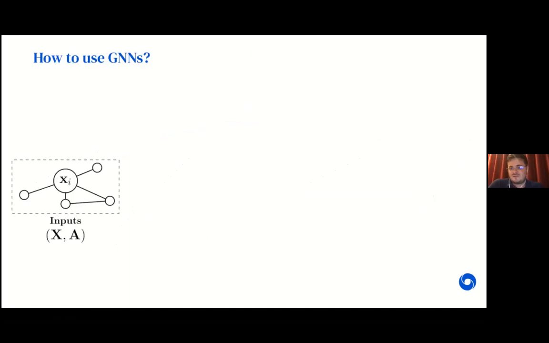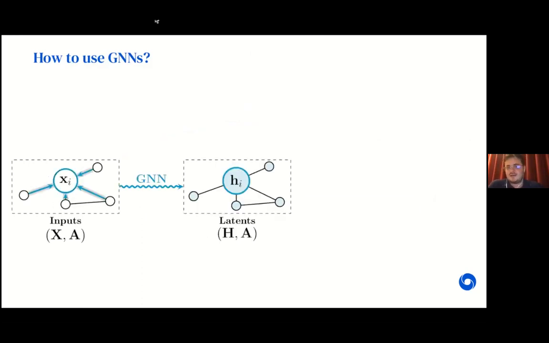Once we have a graph neural network like this, we can apply it to a particular graph which has some input features X and adjacency structure A. Applying the graph neural network layer, as we described, will update the features of every single node of the graph while preserving the adjacency structure. And once we have these latents, what can we do with them? You can either classify or regress individual nodes by learning a shared classifier on every node's features.